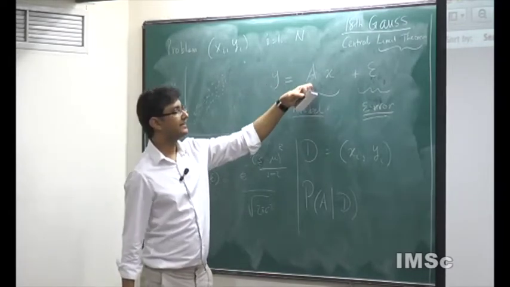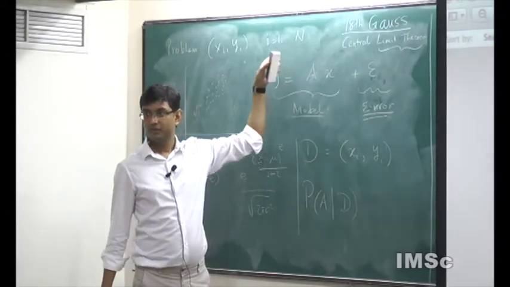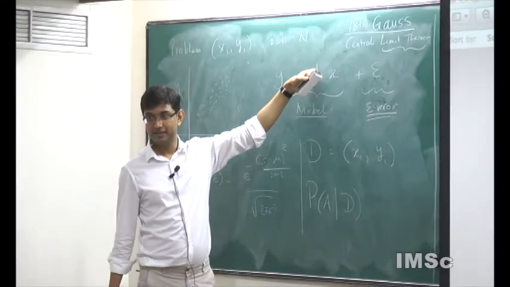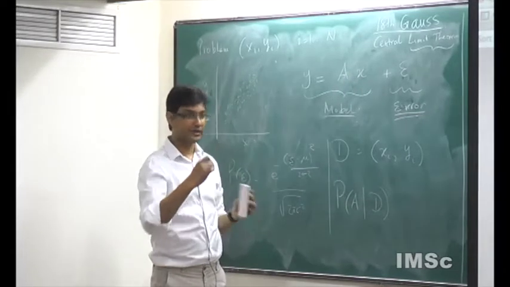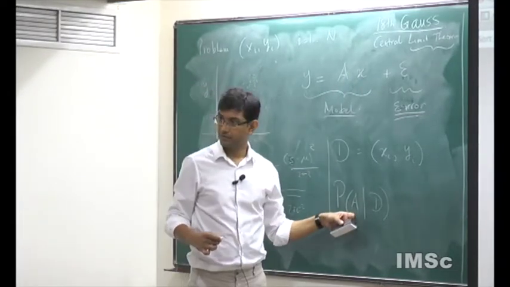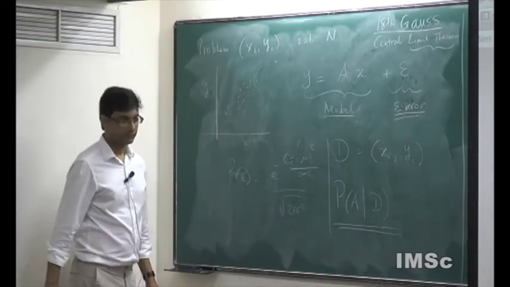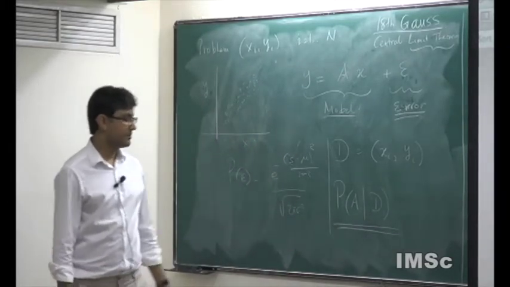Y equal to AX: X is known, Y is observed, and A is the unknown quantity. I want to know what this A is, because then that will tell me the true relationship between area and price. This is my problem, this is what I have to obtain. So how do I do this? I now apply Bayes' theorem to it.